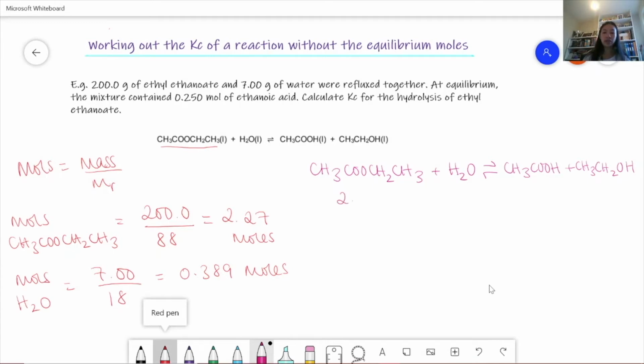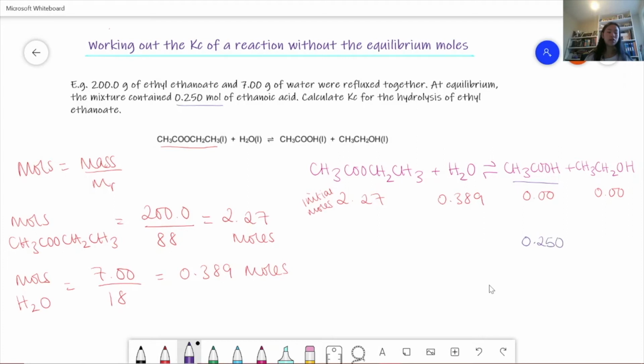So we have 2.27 of this one and 0.389 of the water. So this is initial moles. And then we assume that we have 0 of these. Probably to 3 significant figures because everything else looks like it's in 3 significant figures. And then we put in our known equilibrium moles, which is this 0.250 moles of ethanoic acid. Ethanoic acid is the CH3COOH, so we have 0.250 moles of this.